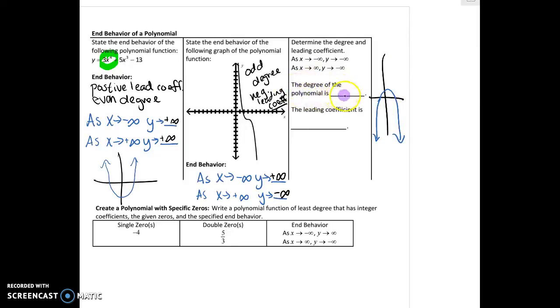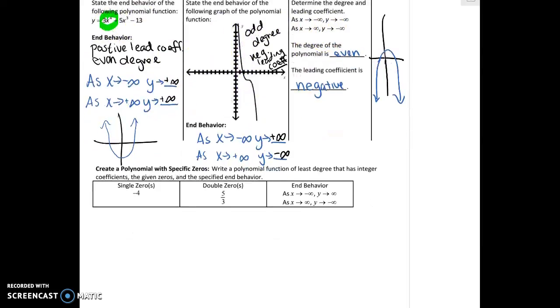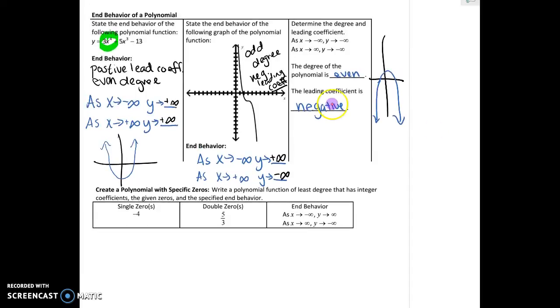So the degree of the polynomial is, since both the y's match, we know that that's even. And the leading coefficient is negative in this case because instead of opening up, it's opening down. That's like a sad face. Sad. That's kind of scary actually because I chose red. But anyway, I'm hoping that you guys are able to figure out the end behavior of a polynomial from the function, from a graph, and tell me more about it. But there you have it.